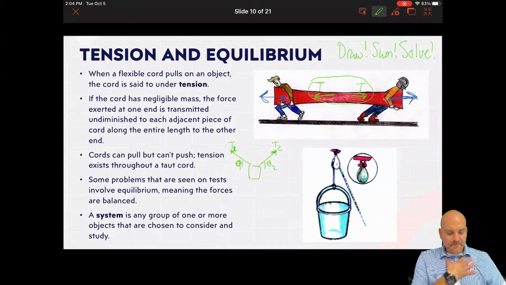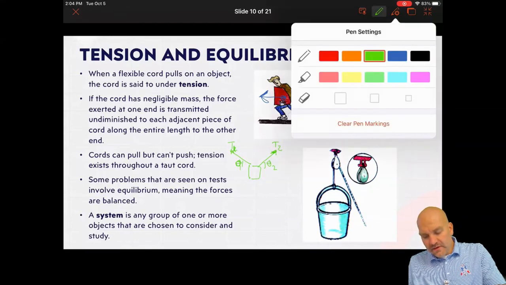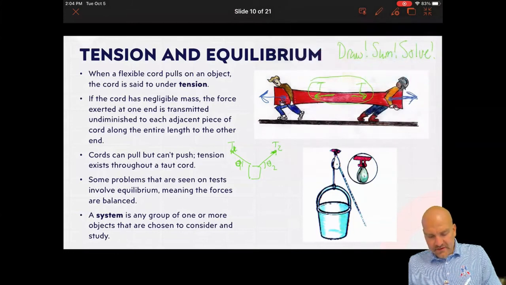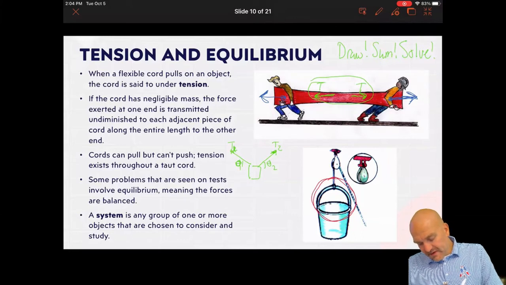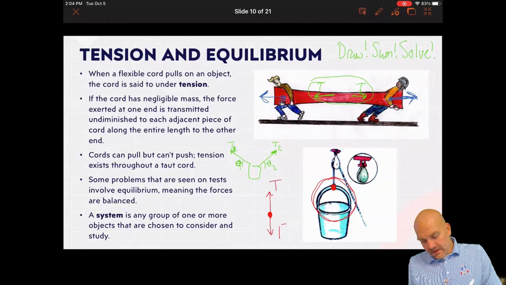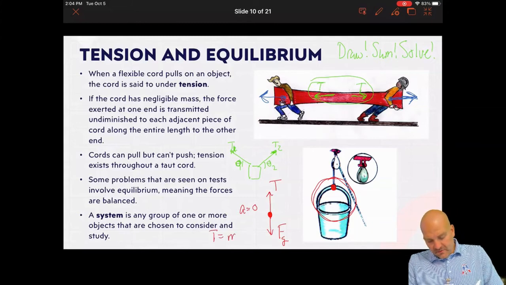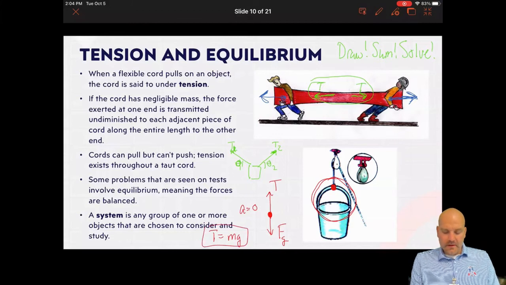And then one thing to note is that we have a system. Okay, so a system is any group of one or more objects that are chosen to consider to study. And this is applied here, because if I'm looking at the bucket on the pulley, that's going to be my system, and I'm going to look at what happens at that point. So if I'm drawing the free body diagram for that point, I'm going to have the tension of the cable up, and then I'm going to have the weight down. And as long as this is in equilibrium, my acceleration will be equal to 0. That just means my tension is going to equal my weight, the weight of the bucket.